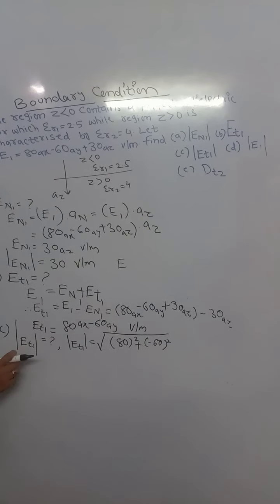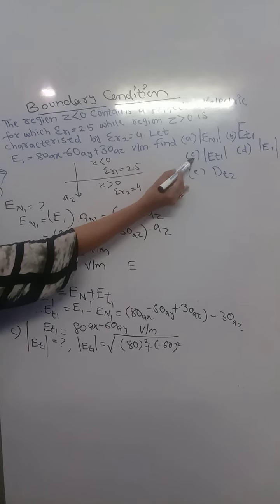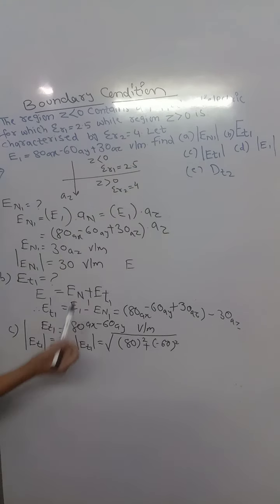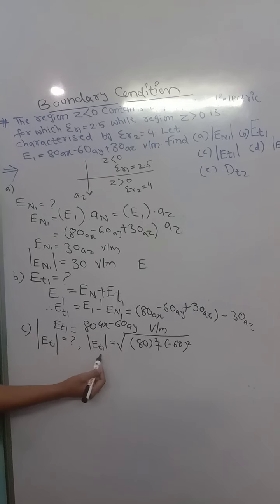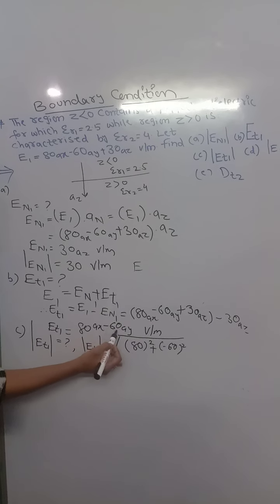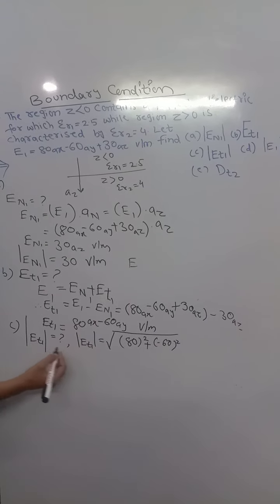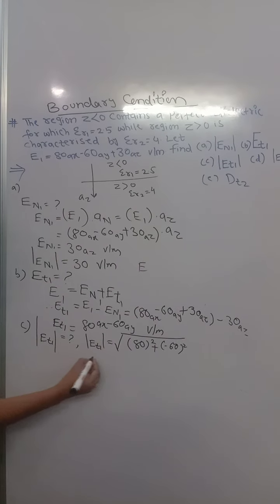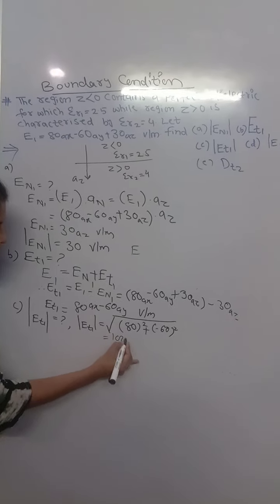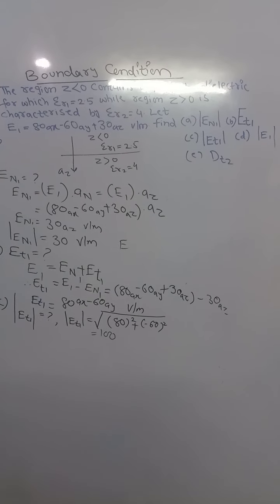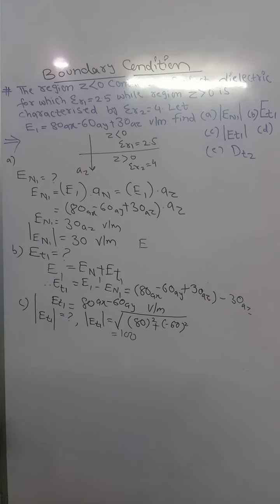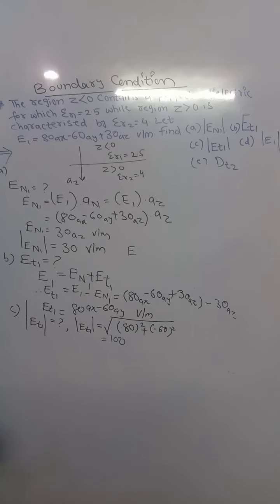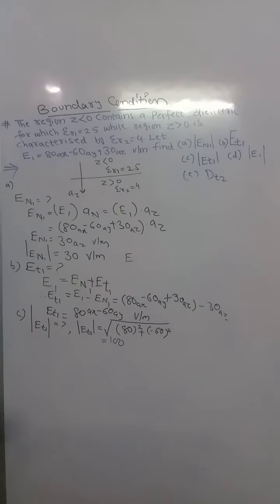60AY volt per meter. In the B part, that is the vector form; in the C part, the magnitude. So mod of ET1 is equal to the root of the first term squared plus the second term squared. The mod of ET1 is nothing but 100. You can calculate it with the help of the calculator and find that answer. Mod of ET1 is 100, and you may write the unit, volt per meter.